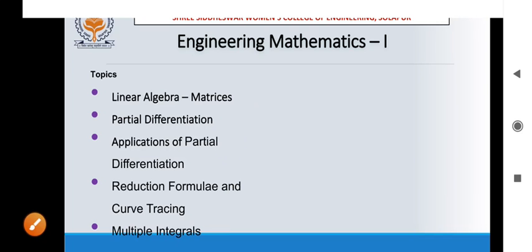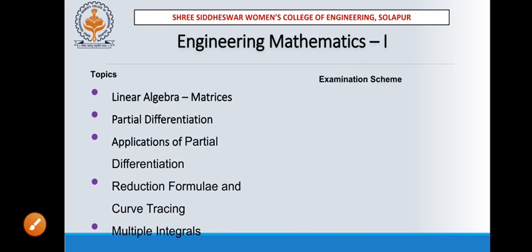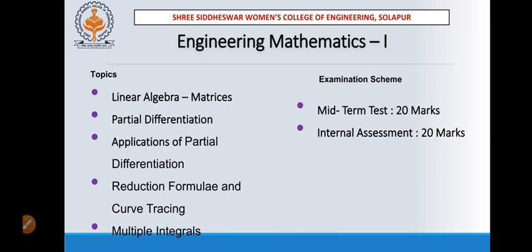Examination scheme for this subject is, there will be midterm test of 20 marks. Internal assessment will carry 20 marks. In internal assessment, your attendance, your performance in class test 1, class test 2, your performance in tutorials and assignments will be counted, and there will be end semester exam of 60 marks. So, total weightage of 100 marks is allotted for this subject of engineering mathematics 1.